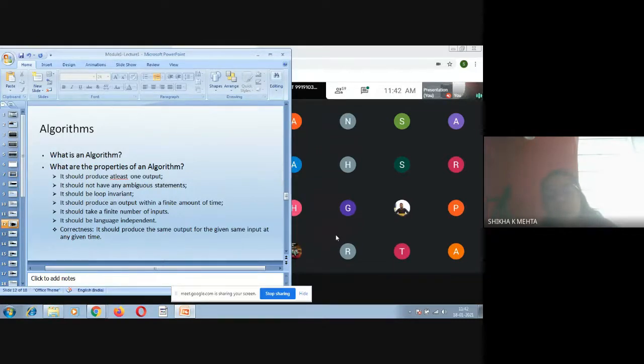Here we are not talking about how much time it took. So we are saying that if we have designed an algorithm to solve a particular problem, for the correct input, it should give us the correct output. So that reflects the correctness of the algorithm.